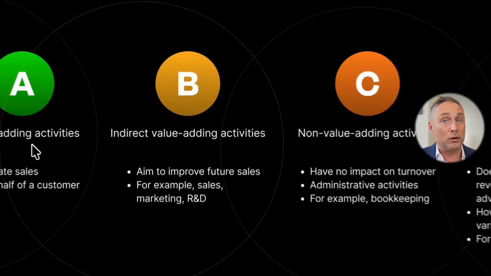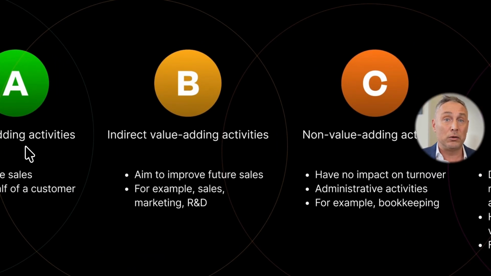Value group B is yellow. These are indirectly value-creating activities. They aim to improve revenue in the future. For example, sales, marketing, or product development. They don't bring direct revenue, but they create the basis for future business.